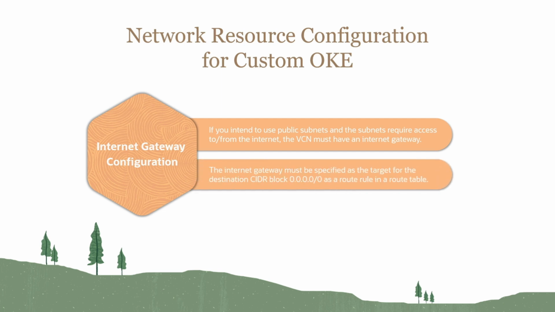The Internet Gateway serves as the entry and exit point for data traveling to and from the Internet. To make this work seamlessly, you need to specify the Internet Gateway as the target for the destination CIDR block 0.0.0.0/0 within your route table.